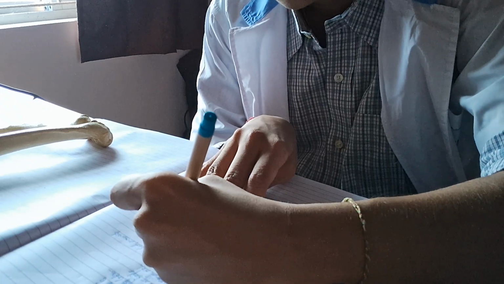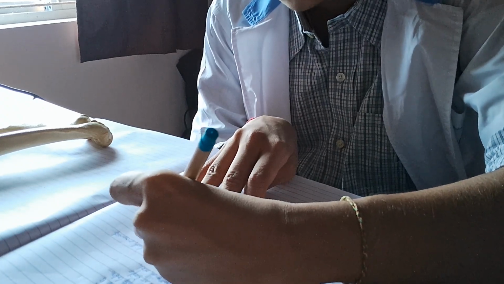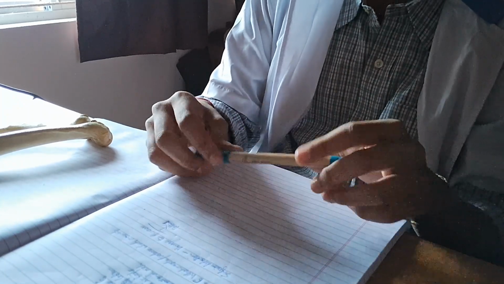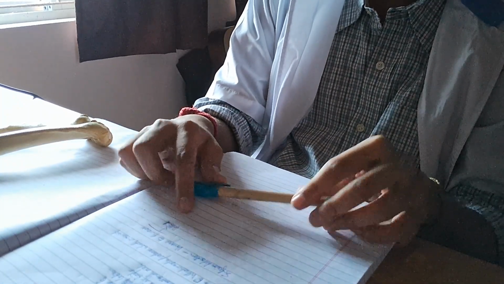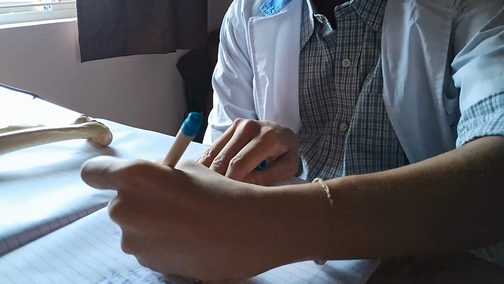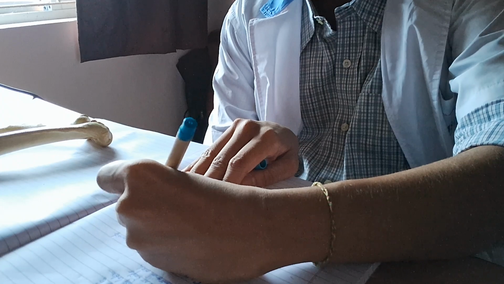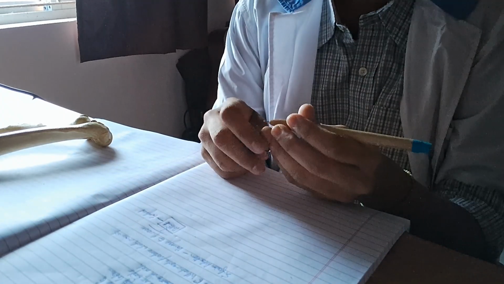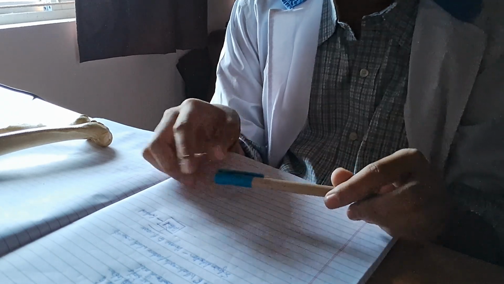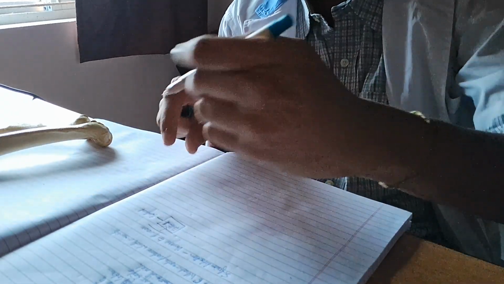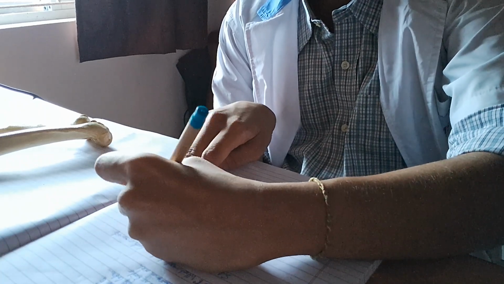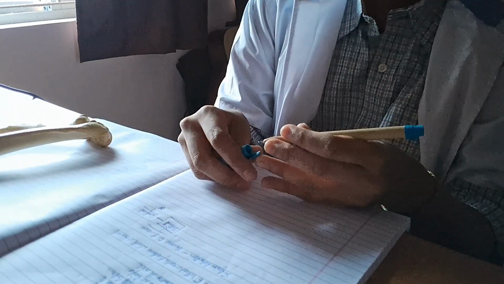What will happen if the axillary nerve is damaged? The axillary nerve gives supply to the deltoid muscle, keep this in mind. When the axillary nerve gets damaged, the deltoid muscle gets paralyzed. And what will happen when the deltoid muscle is paralyzed? Overhead abduction of the shoulder joint is not possible, right?